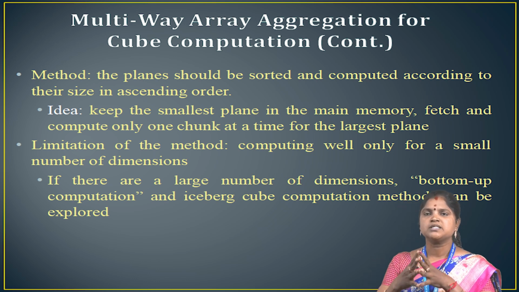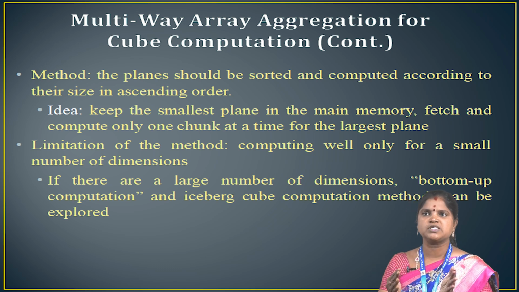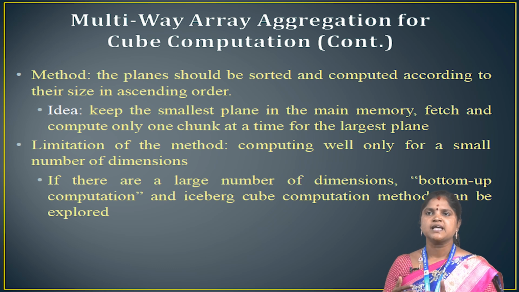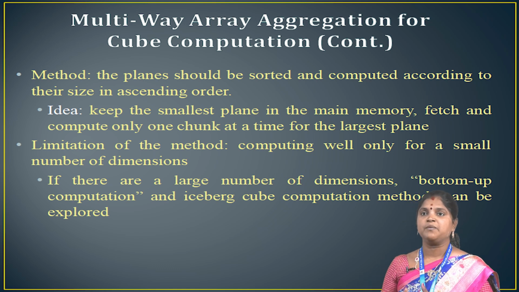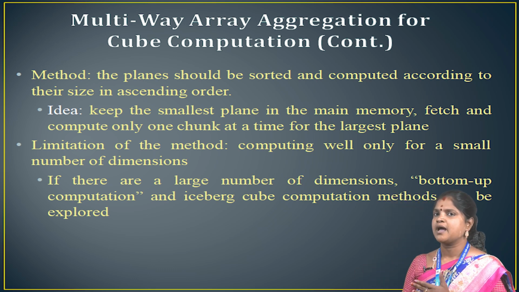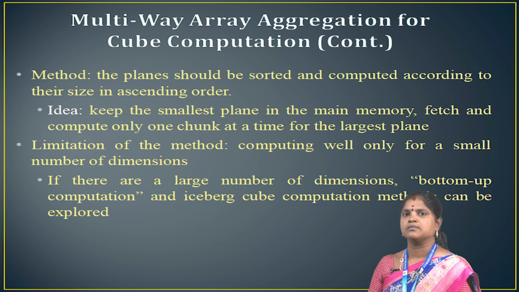Partition the array into chunks. A chunk is a small subcube which fits into memory. Use compressed sparse array addressing, with a chunk ID and offset. Compute aggregation in multi-way by visiting cube cells in an order which minimizes the number of times each cell is visited, and reduces memory access and storage cost.